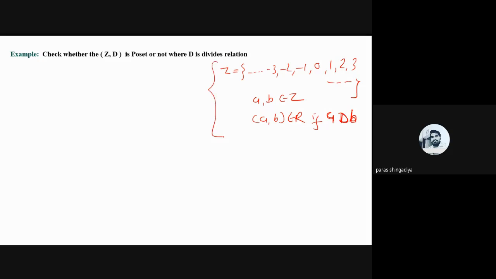And now Z is given here, which includes -3, -2, -1, 0, 1, 2, 3, and so on. And the relation is again the divides relation. Meaning for (A, B) belonging to Z, we say (A, B) belongs to R if and only if A divides B. So just try it. Can we say it is reflexive or not? And when it is complete, reply with your answer. It is a reflexive relation, and it is easy.